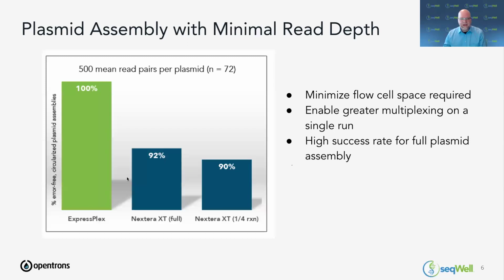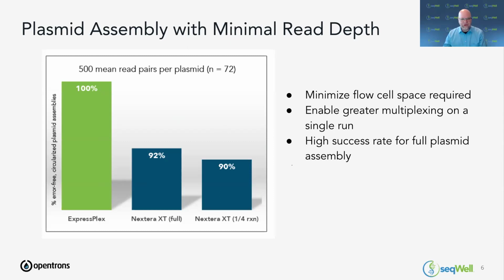Now, what does this look like? And what are some of the things that we can achieve? One of the great things about this system is just the sheer small number of reads that are required for you to actually get your plasmid de novo assemblies. And we have shown that even at 500 average read pairs per plasmid, we're getting 100% error-free circularized assemblies of these plasmids, compared to at those low levels of reads with Nextera XT, either in full strength or at a quarter reaction, you're still losing a fair number of the assemblies. And what this translates to is minimal flow space required.